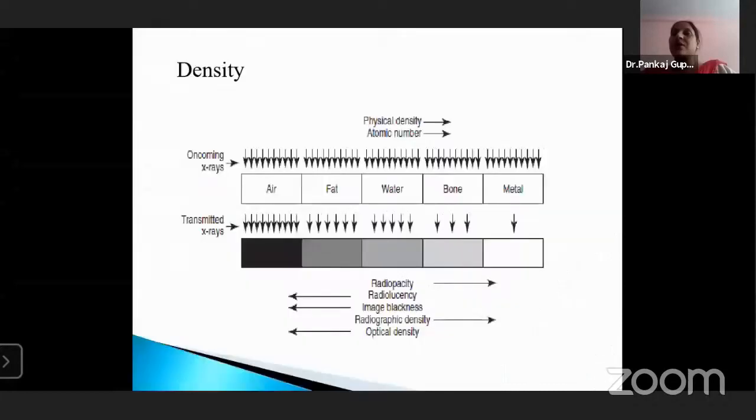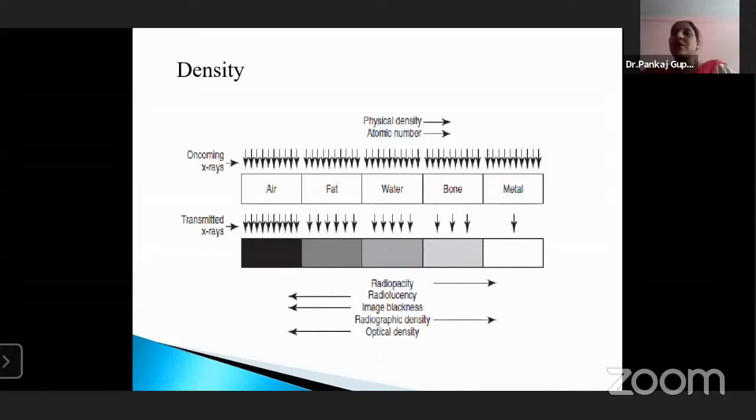Next is the density. As I told, radiographic density is inversely proportional to the tissue density. The tissues are materials which are densely packed. They will allow a minimum number of photons to reach the X-ray film and the image will appear white. In this particular picture, we can well appreciate that air will allow a maximum number of photons to reach the photographic film, so it will show a black image.